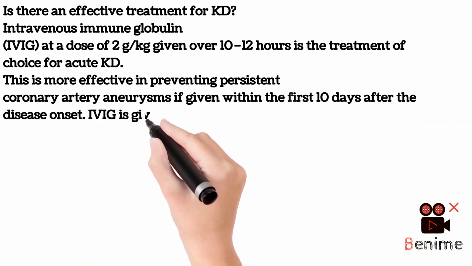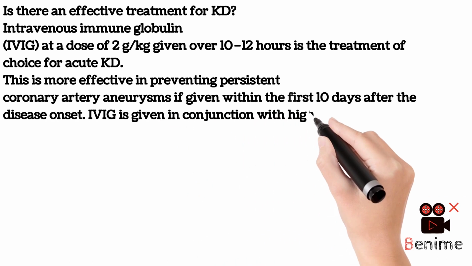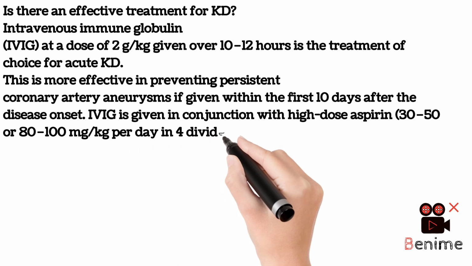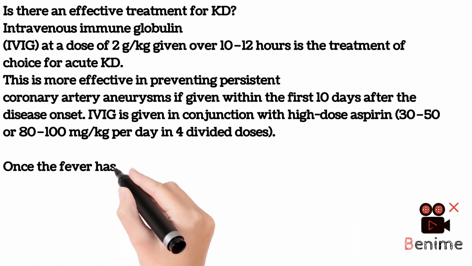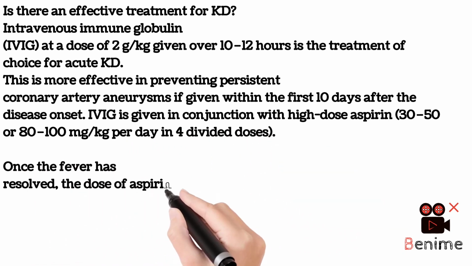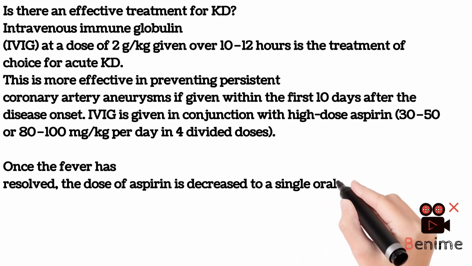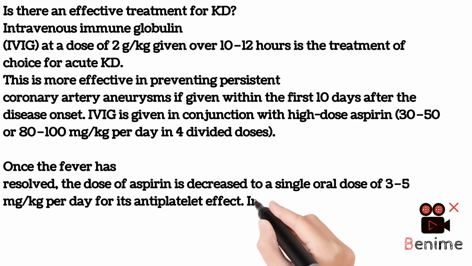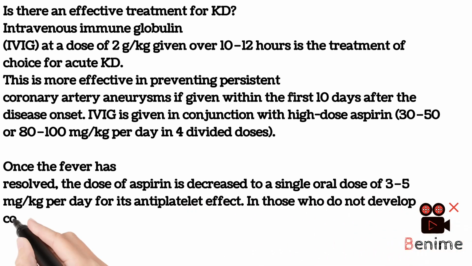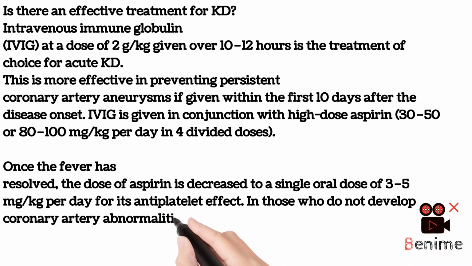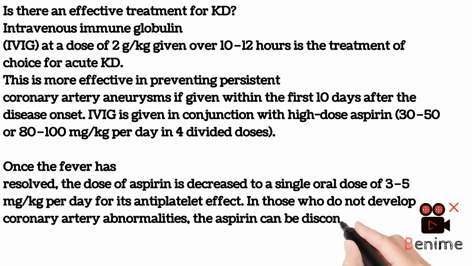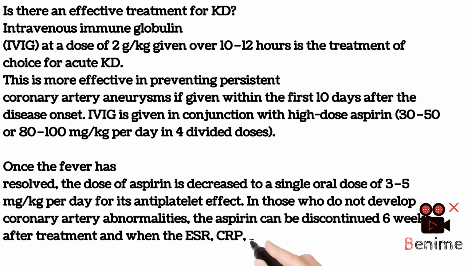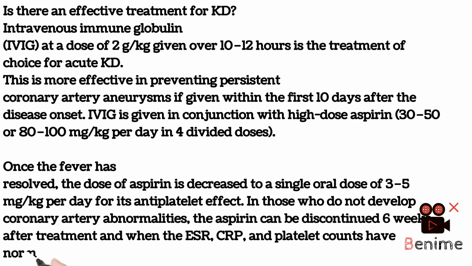IVIG is given in conjunction with high-dose aspirin, 30 to 50 or 80 to 100 mg per kilogram per day in 4 divided doses. Once the fever has resolved, the dose of aspirin is decreased to a single oral dose of 3 to 5 mg per kilogram per day for its antiplatelet effect. In those who do not develop coronary artery abnormalities, the aspirin can be discontinued 6 weeks after treatment and when the ESR, CRP, and platelet counts have normalized.